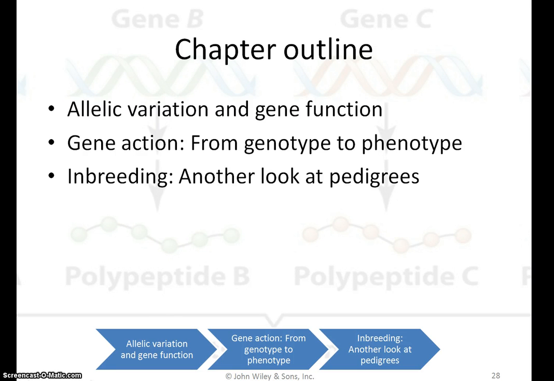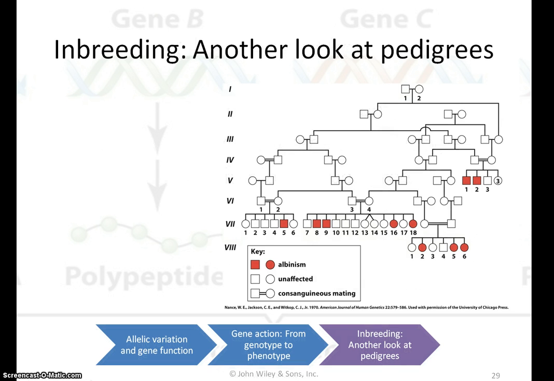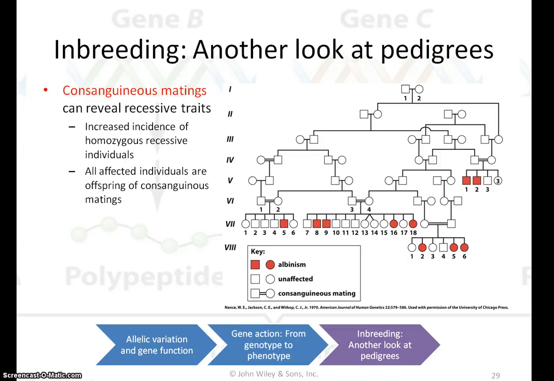Welcome to Chapter 4, Part 3, Inbreeding, another look at pedigrees. So if we take a look at this particular pedigree, keeping in mind that pedigrees are a way to illustrate how genetic traits are transmitted through a particular family, through different generations, what we see is that this particular pedigree is the result of inbreeding or consanguineous matings.